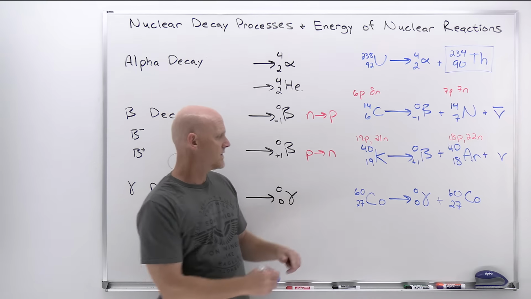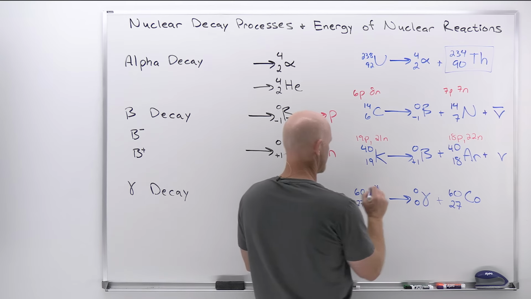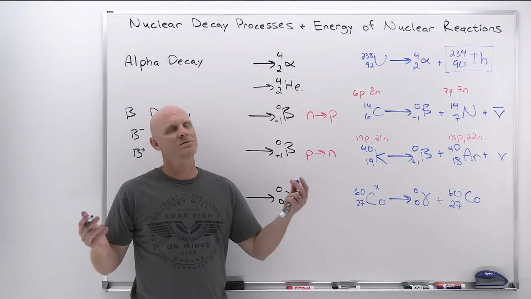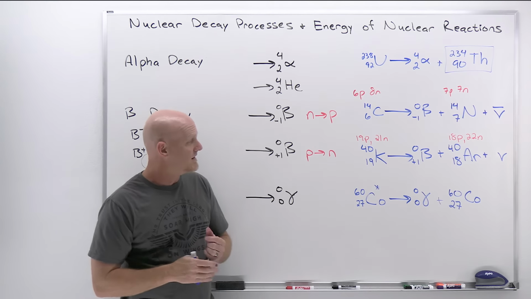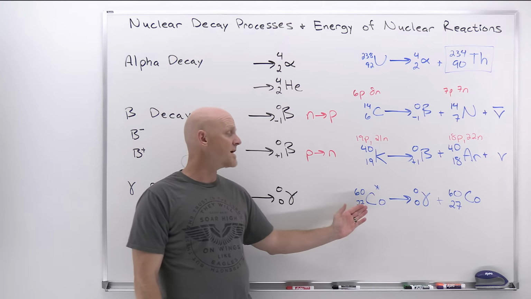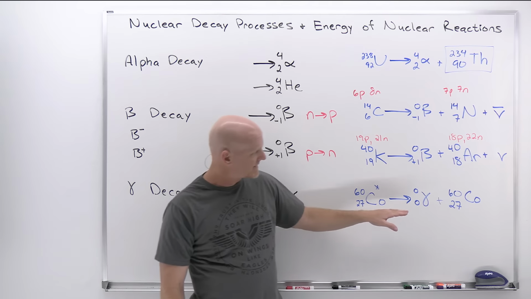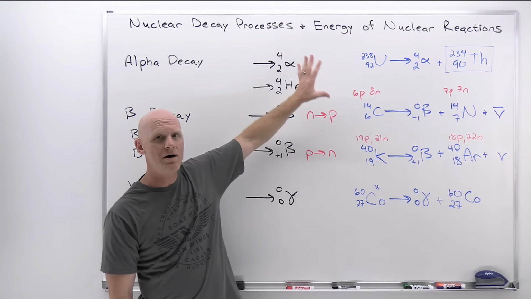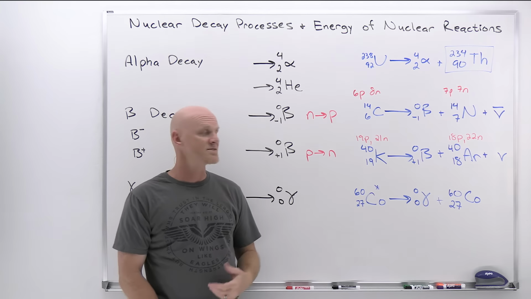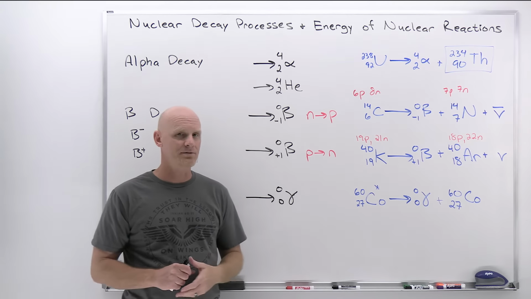Some people will put an asterisk right here to show that it was in an excited state. Sometimes you'll see it, sometimes you don't. It's not necessary. But the key is we're just going from some form of high energy excited state down to some lower energy ground state. And gamma emission typically follows some other nuclear decay process. Usually it doesn't happen all by itself.